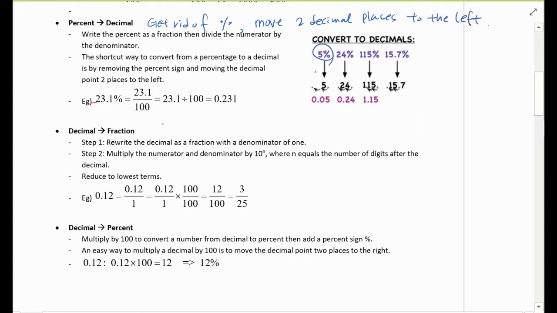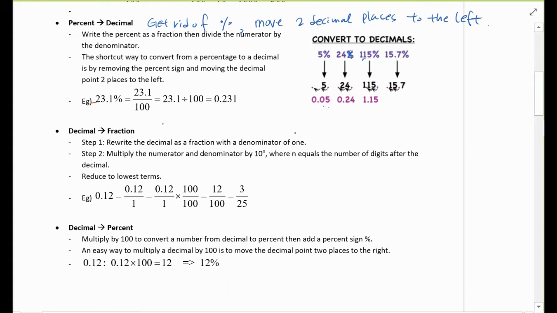So here, 5%. Get rid of the percent sign. You move 2 decimal places to the left. It becomes 0.05. Same thing, 24%. Remove the percent sign and move 2 decimal places. It becomes 0.24. Same thing for 115%: get rid of the percent sign, move 2 decimal places. Then it becomes 1.15. I want you to do this by yourself.